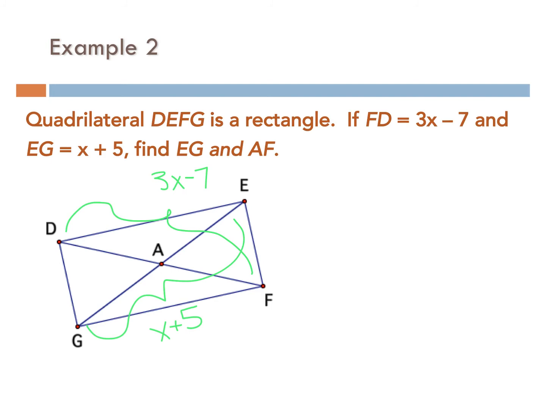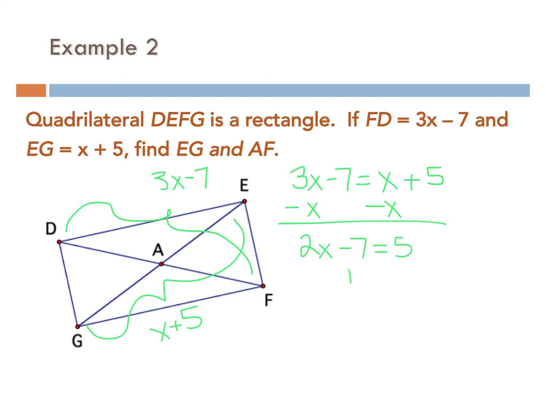Okay, well, diagonals in a rectangle are congruent, so I know that 3x minus 7 is equal to x plus 5. This becomes a simple algebra problem to find x. I'm left with 2x minus 7 is equal to 5. Add 7 to both sides, and we get 2x equal to 12. Divide by 2, x is equal to 6.